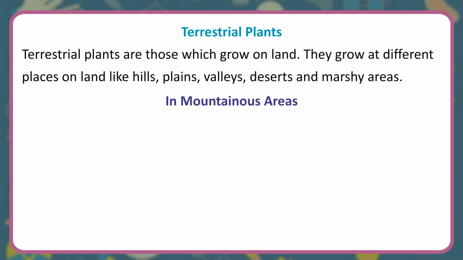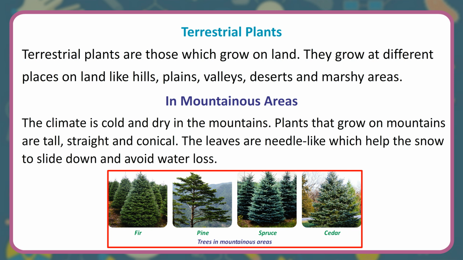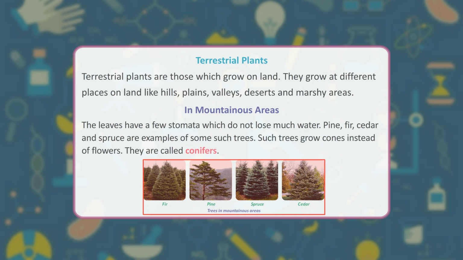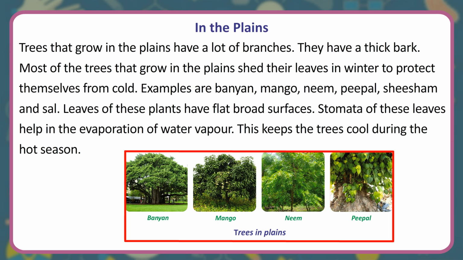In mountainous areas, the climate is cold and dry. Plants that grow on mountains are tall, straight and conical. The leaves are needle-like which help the snow to slide down and avoid water loss. The leaves have a few stomata which do not lose much water. Pine, fir, cedar and spruce are examples of some such trees. Such trees grow cones instead of flowers. They are called conifers.